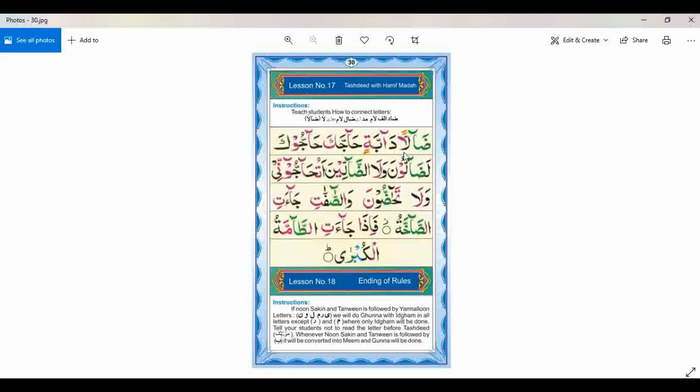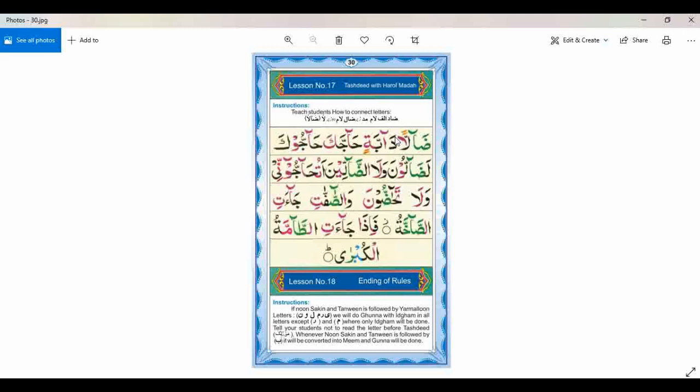So you can see on the Alif there is no sign, there is no movement. Movement means fatha, dhamma, kasra. On Alif, no fatha, no kasra, no dhamma. That's why we connect with the Dad as well. As we say: Dad, Alif, Lam, right?